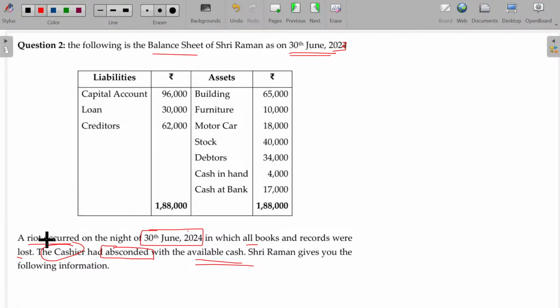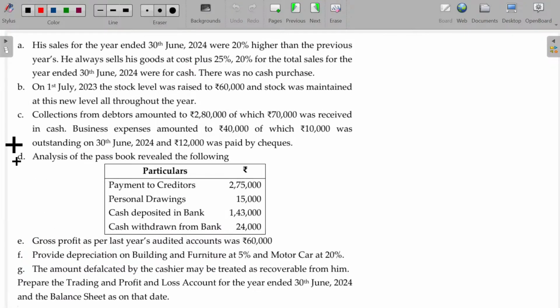Sri Raman gives you the following information. These are the information, up to G. Prepare trading and profit and loss account for the year ended 30th June 2024, and then the balance sheet. So you have to prepare trading and P&L account and then balance sheet. Opening balance sheet is already given, so you need not prepare the opening balance sheet. Is that okay? Now you have to prepare only these two. Any working notes like cash book and other things you can also prepare. Let's now start.